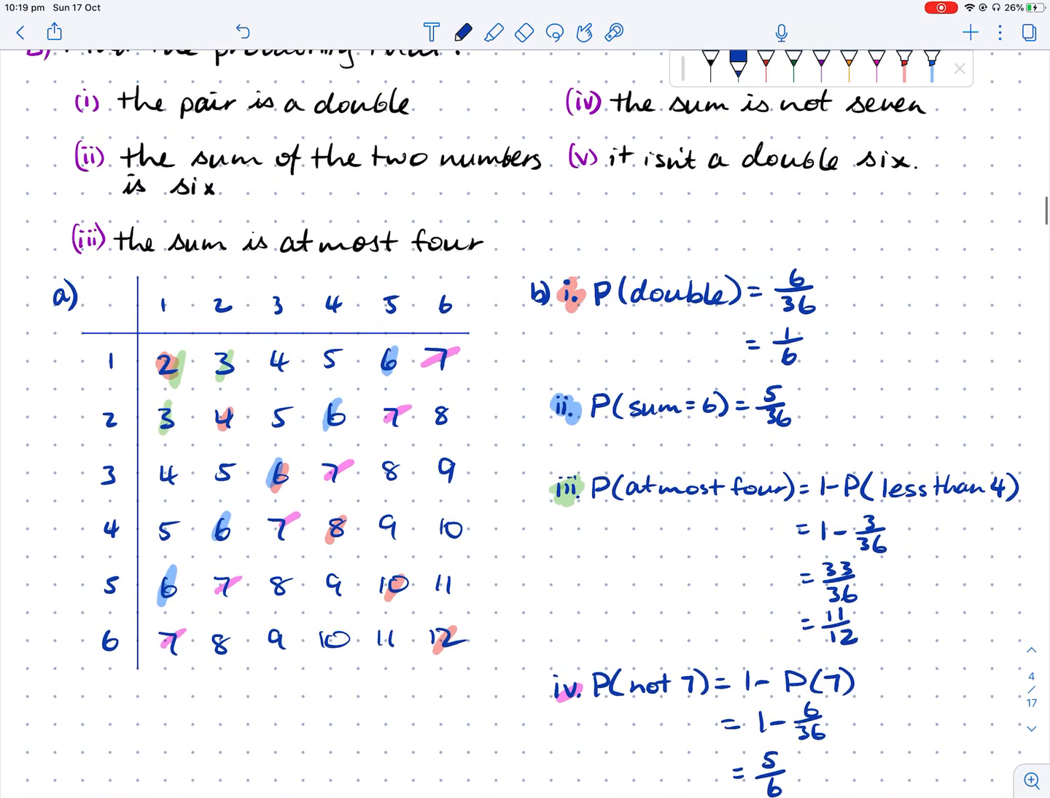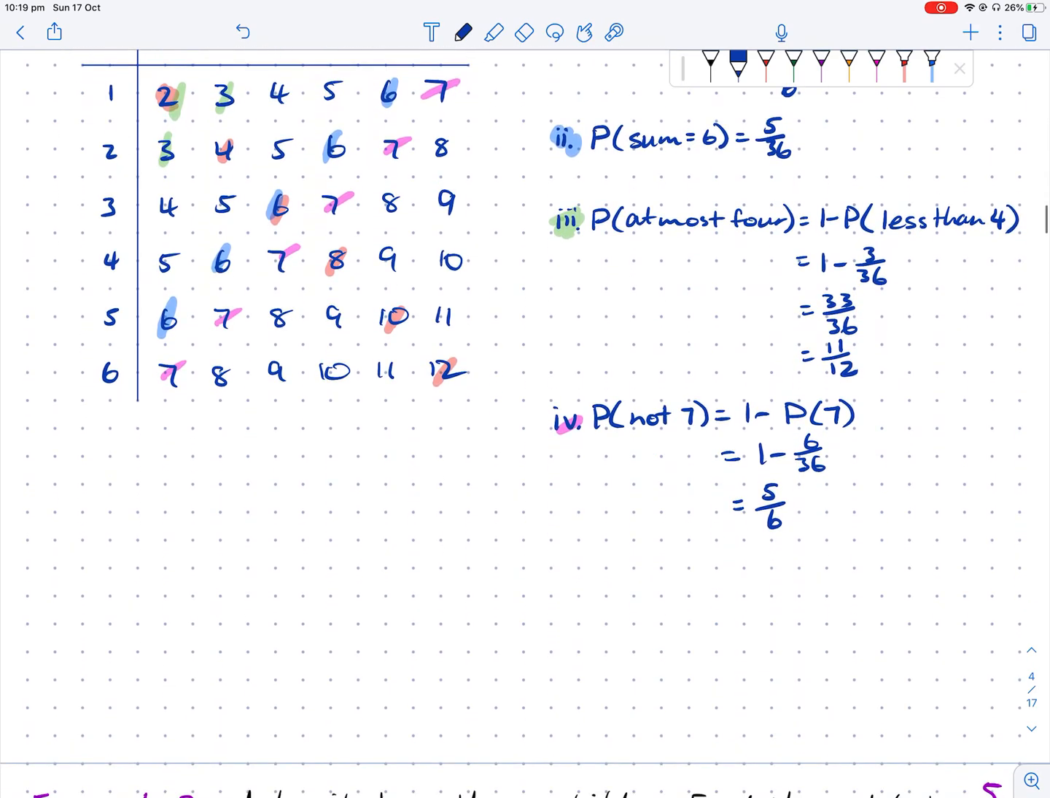The last question we have is that it isn't a double 6. So the probability of not a double 6 is going to be 1 minus the probability of actually getting a double 6. The probability of getting a double 6 is just that one option. There's only one way of doing it. So that's going to be 1 minus 1 out of 36. Well, that's 35 out of 36.